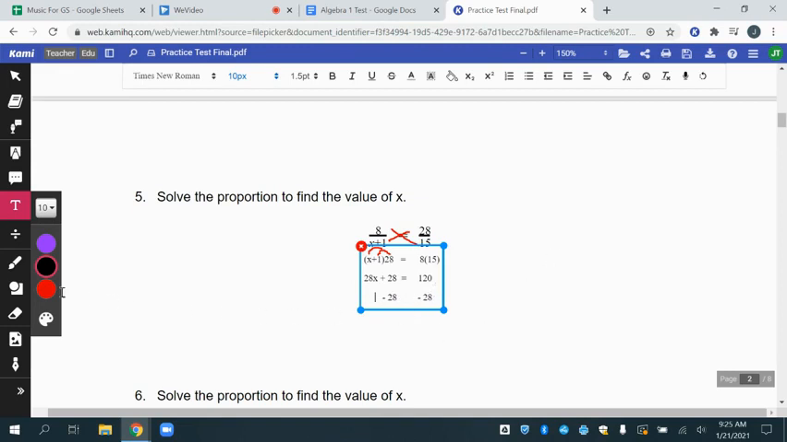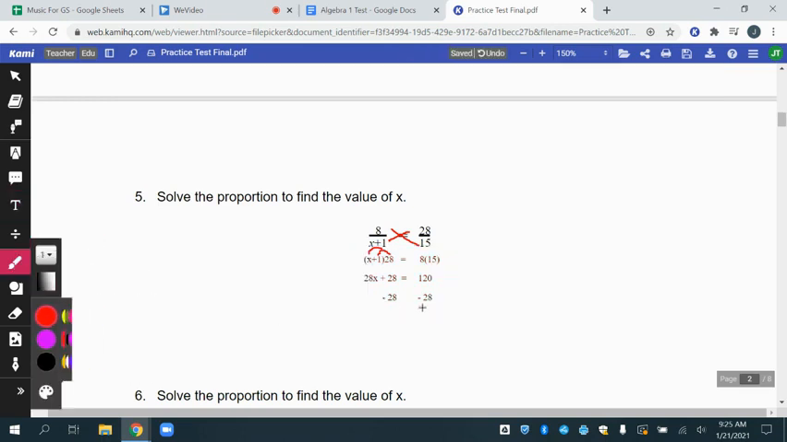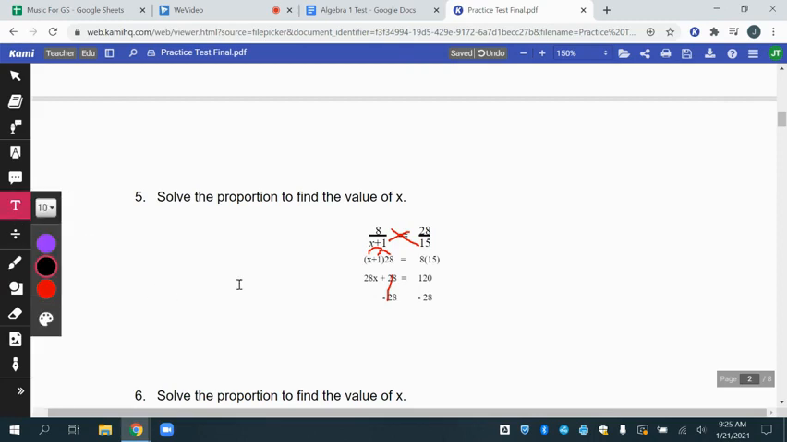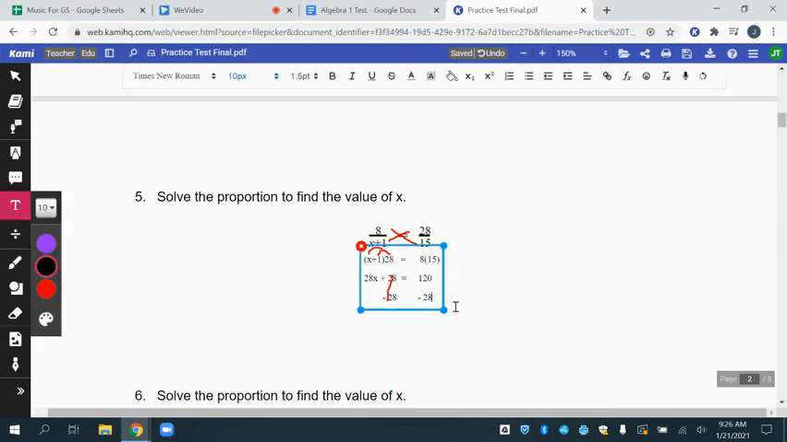That's nice and pretty. So what that's going to do is, nope, I don't want that to be red. I want this to be red. That's going to get rid of this. So I'll end up with 28x equals 120 minus 28 is 92.